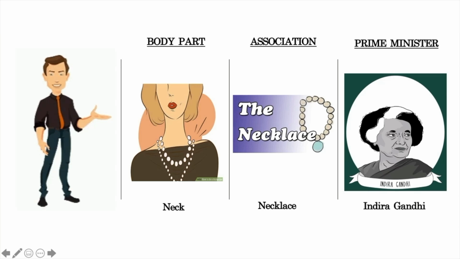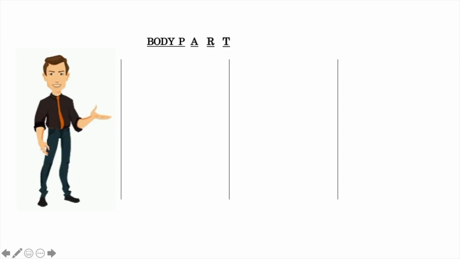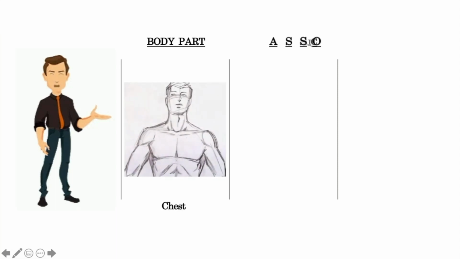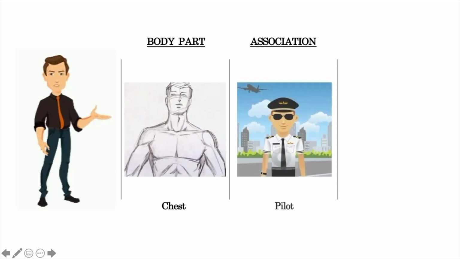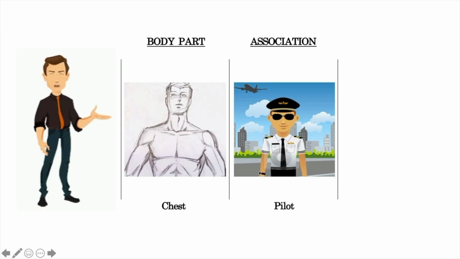So let's see who the Prime Minister is after Indira Gandhi, for which we will be using the body part chest, and the association that is to be made is that of a pilot. Why associating chest to that of a pilot? Let's get to know the reason. For one, to be a pilot, the person has to be a brave heart.